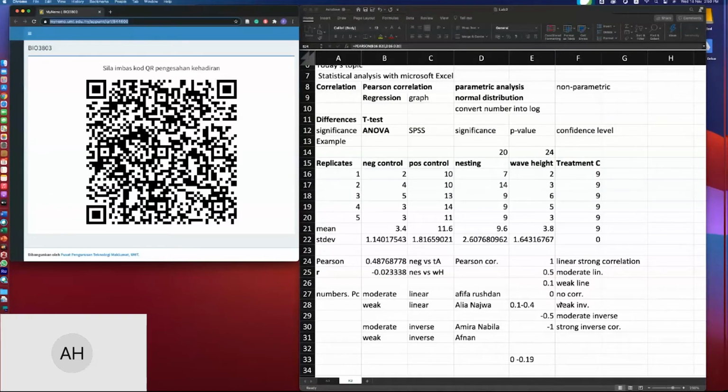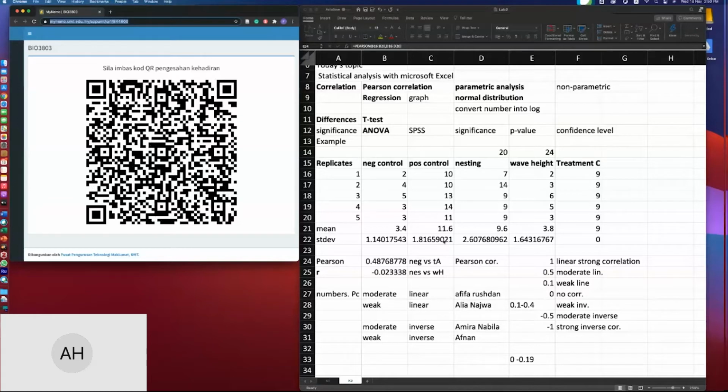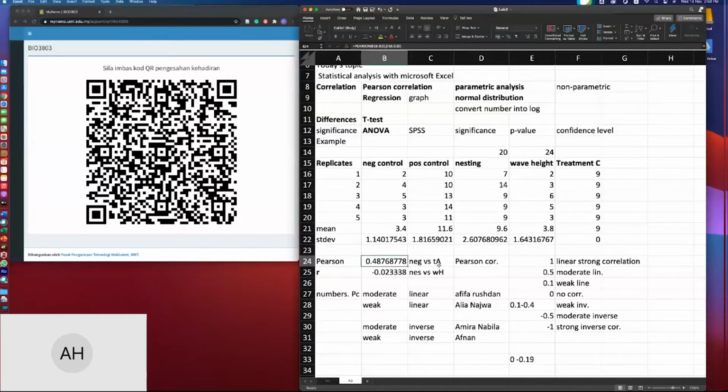All right, 0.48 indicates a moderate linear relationship, or moderate positive correlation, between negative and treatment A. Okay, these are not the best example. When you do a correlation, you observe two factors, not between two treatments. Okay, there is no connection, so do not use that.